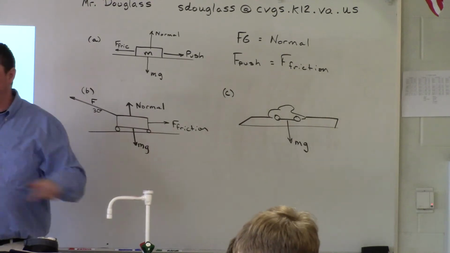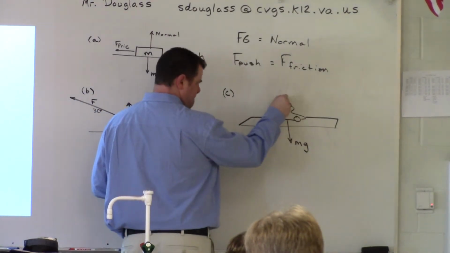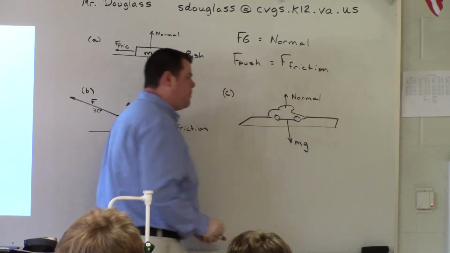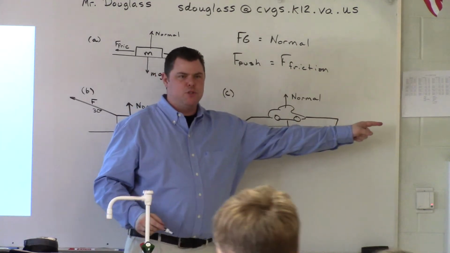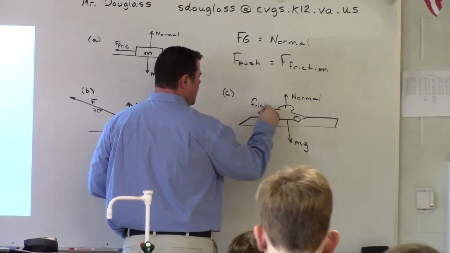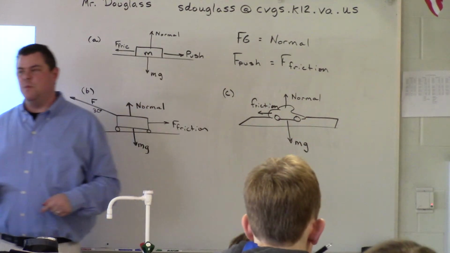And if there's weight down and it's traveling on a surface, what else do we have? Normal. And if the car is traveling to the right, in which direction would friction be? Left. And that's all, that's pretty nice. Those are all the forces that we would have.